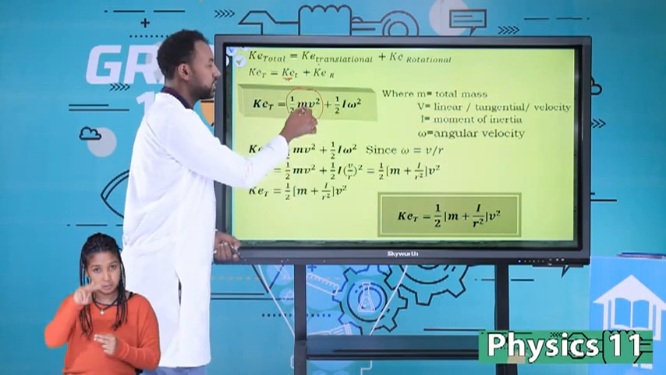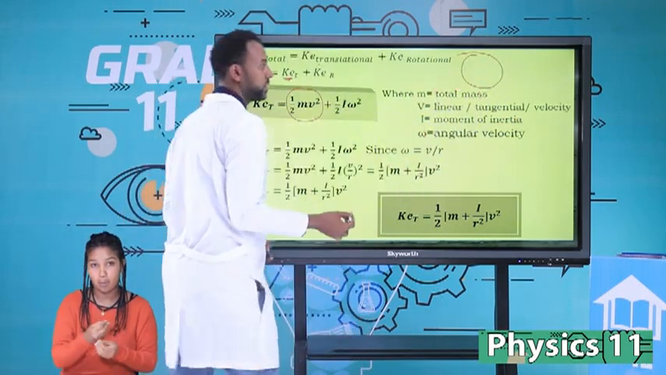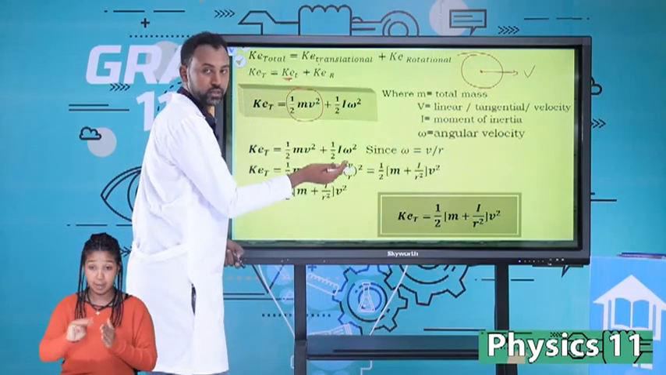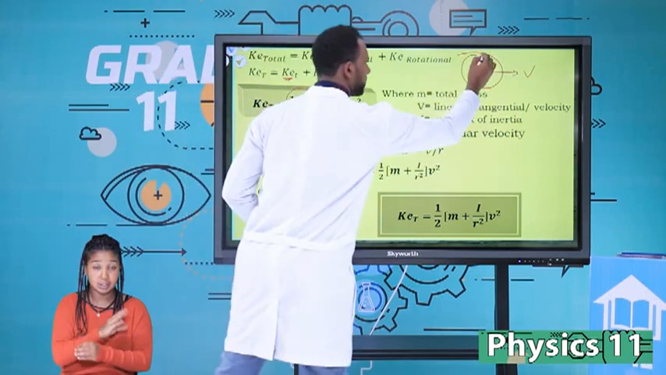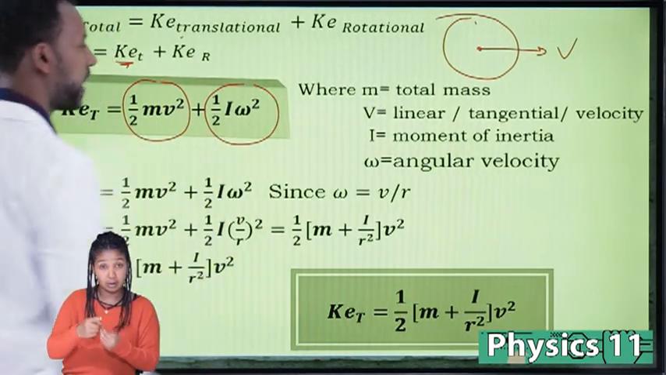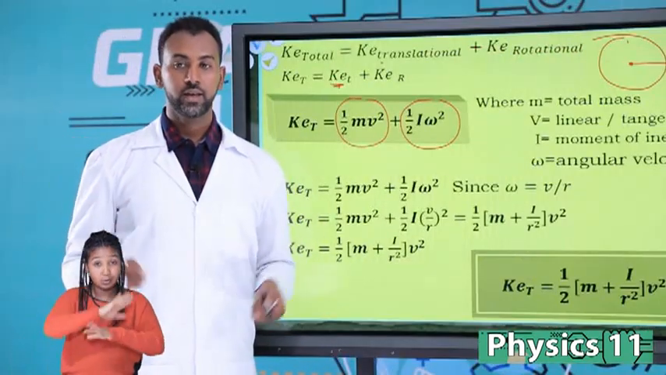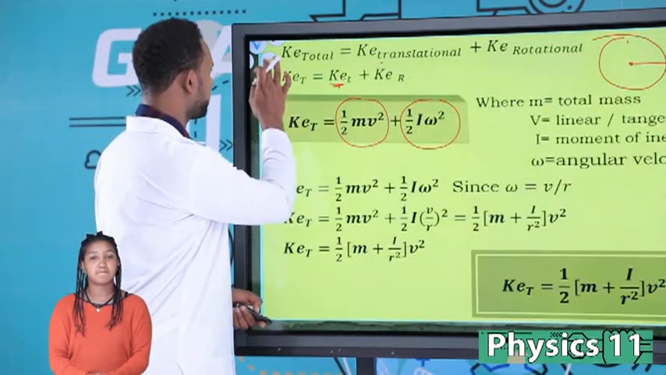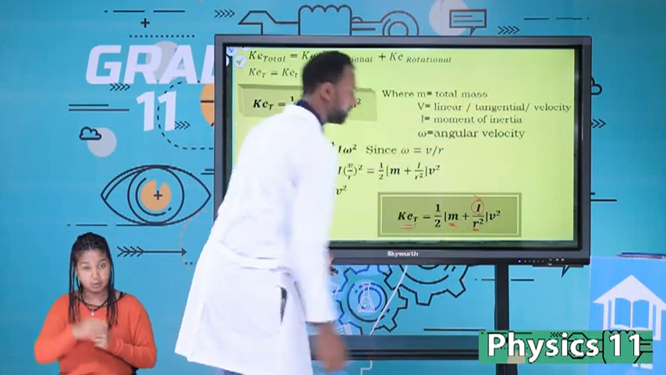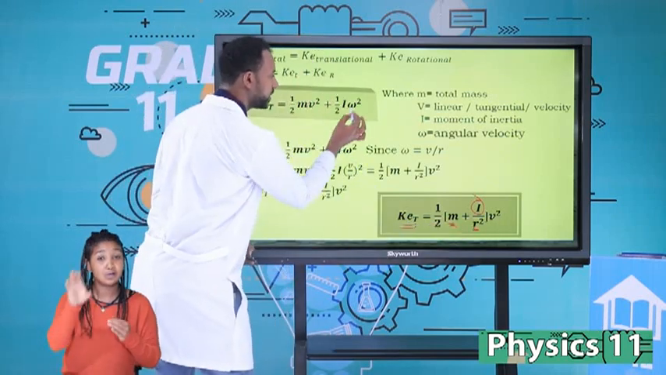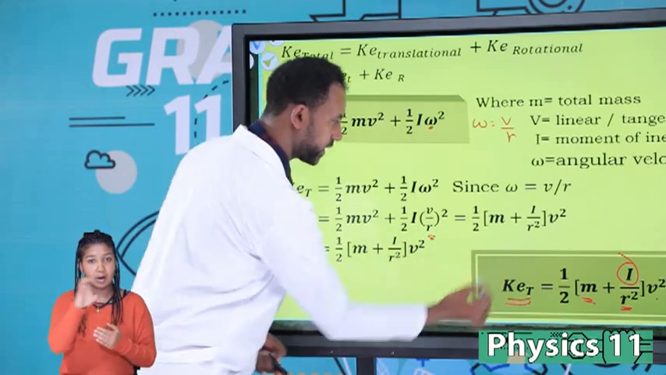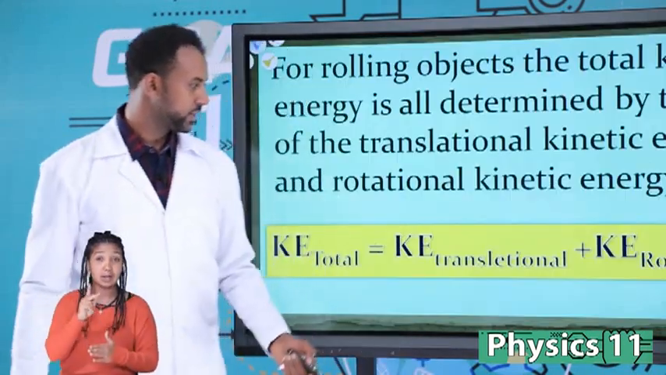Half times the mass of the rolling body. This is the rolling body, and it has a center of mass. All the mass is actually concentrated here, and it has a velocity v. Therefore, half mv squared is the translational kinetic energy. And every particle rotates, so for rotational kinetic energy, half I omega squared. This is the total kinetic energy: half times mass, plus the moment of inertia I over r squared times v squared. How did we find this? Because angular velocity omega is linear velocity over r. When you substitute here, you find such an expression. This is how we determine the total kinetic energy.